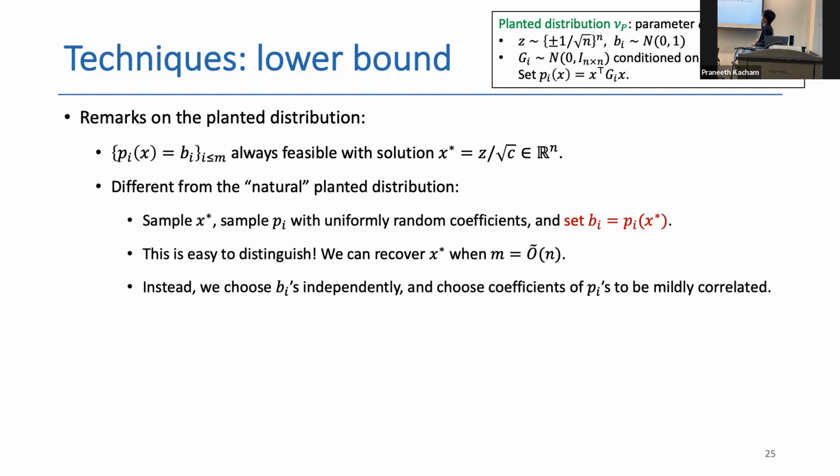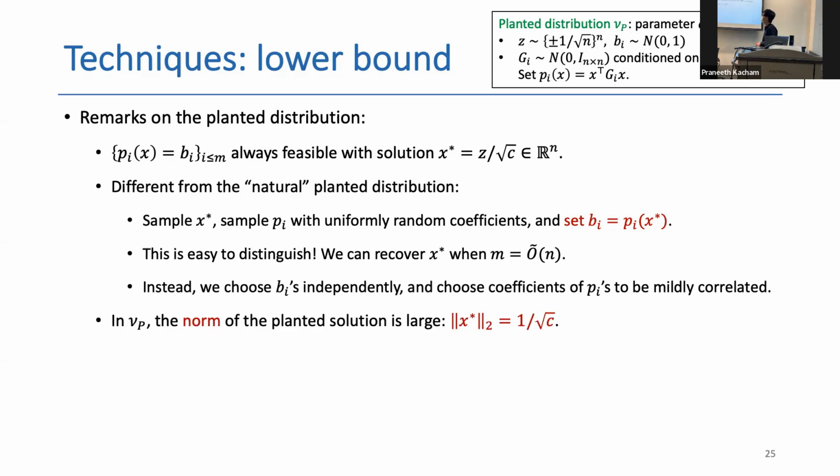Okay. So basically, instead of choosing the PIs first and then setting the BIs, we first choose the right-hand side BIs, and then choose the coefficients of PI to be mildly correlated. The hope is that low degree polynomials don't capture this mild correlation.